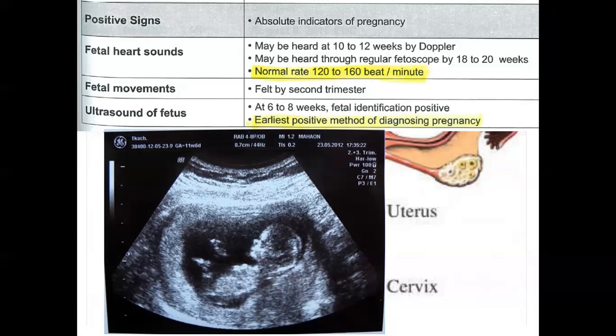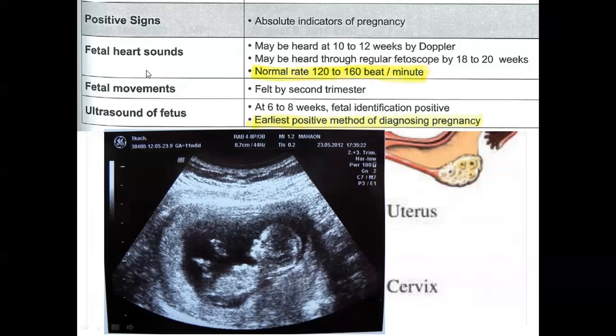So the most important is the fetal heart sound. If you put the stethoscope, we can count the fetal heart rate. Fetal movement can be felt by the provider, right? The healthcare provider can also feel it. And also visualization of the fetus by ultrasound. So the positive signs are the fetal heart rate, fetal movement, and ultrasound.